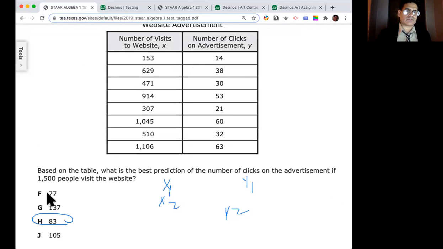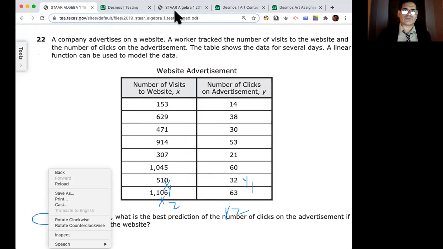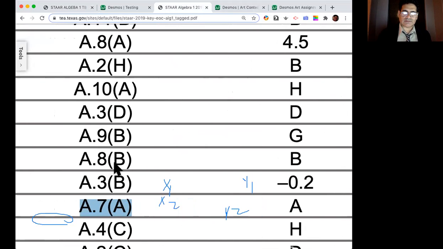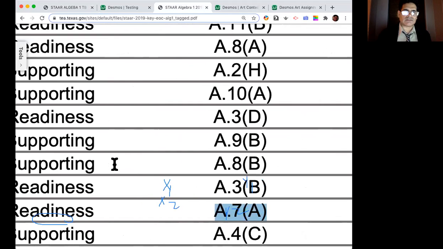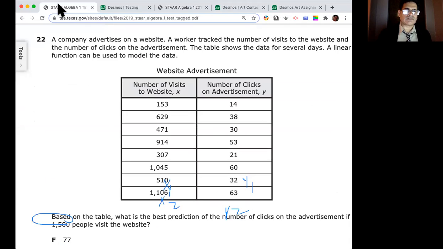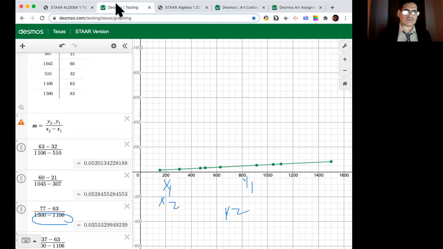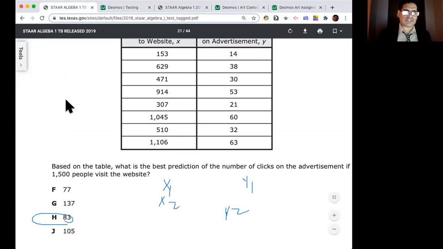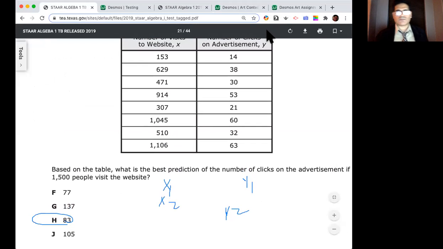That's number 22. Survey says H. Is that right? Is that 22? H. Okay. 83, right? H. Yeah. There we go.